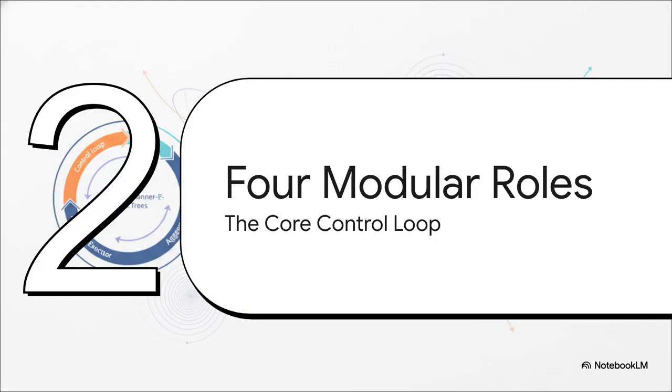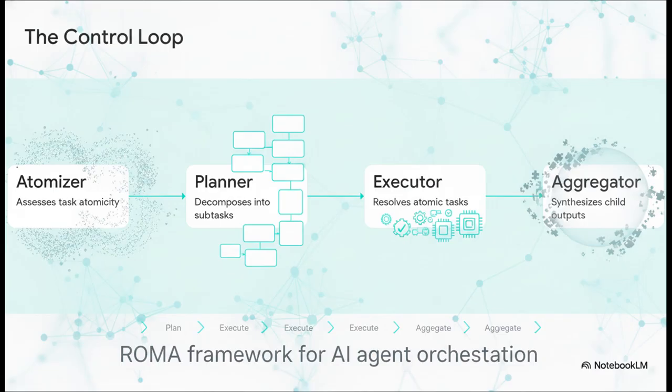All right, let's get into the mechanics. Part 3, the 4 modular roles, the core control loop. So how exactly does ROMA pull off this logarithmic compression in practice? Well, think of its core control loop like a super efficient corporate team operating on a strict plan, execute, aggregate cycle. Whenever a new objective hits the system, it flows through 4 specific modular roles: the Atomizer, the planner, the executor, and the aggregator. Let's break these down one by one.